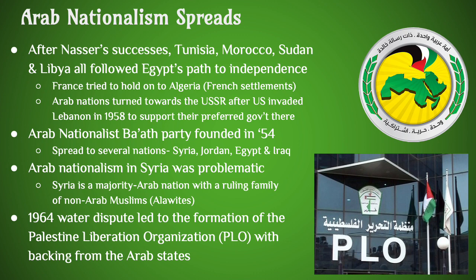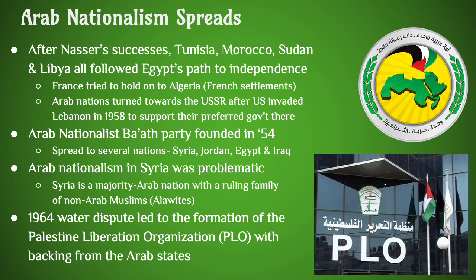Arab nationalism was a little bit of a problem in Syria, though, because Syria is a majority Arab country, but the ruling family in Syria, they're Muslims, but they're not Arabs. They're an ethnic group called the Alawites. And so part of the dynamic in Syria, even in recent years in the Syrian Civil War, is the fact that this minority ethnic group has been ruling over the Arab Muslims of Syria for decades.